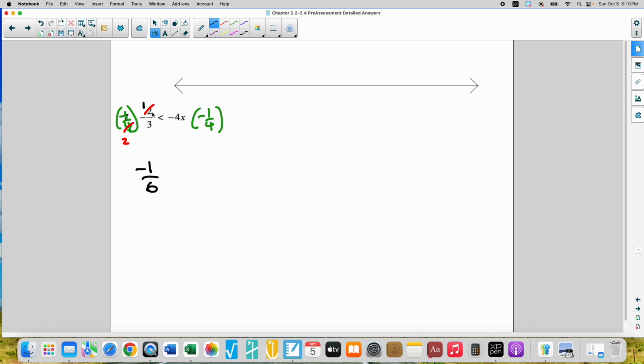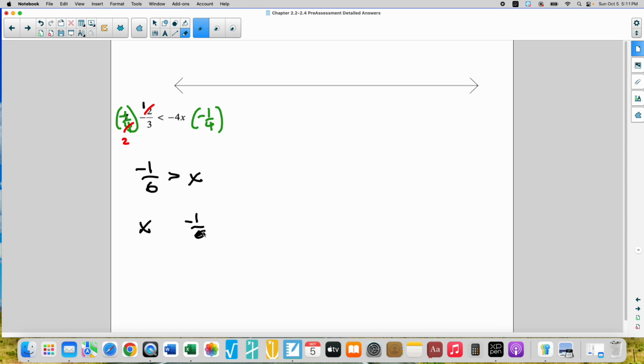And then we have to remember, all this stuff tends to make us forget. Oh, I forgot to flip because I was so concerned with the multiplication of fractions. Keep track. We multiply both sides by a negative. We must flip it from less than to greater than. And now we have another flipping because we're rewriting.